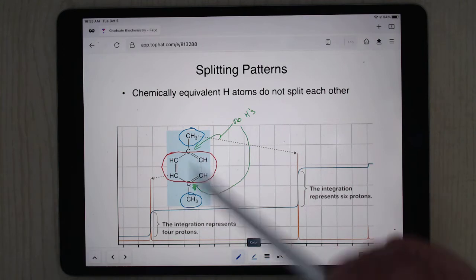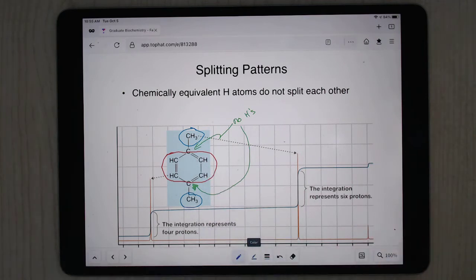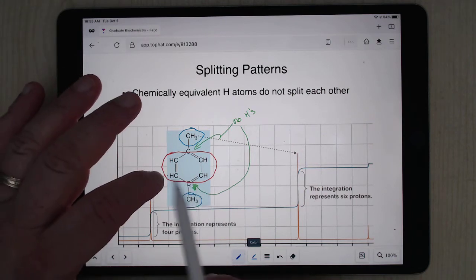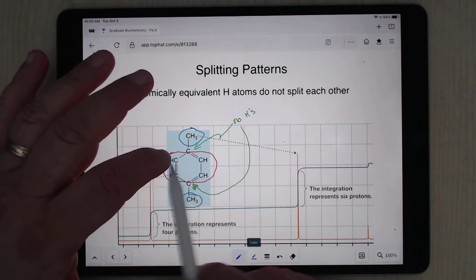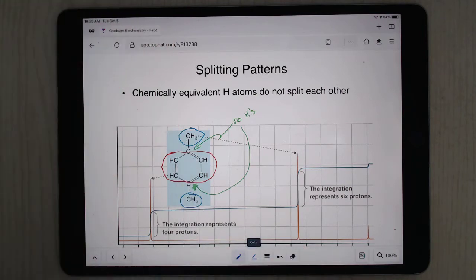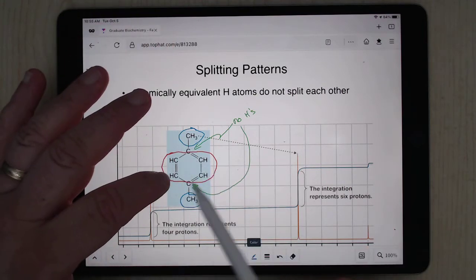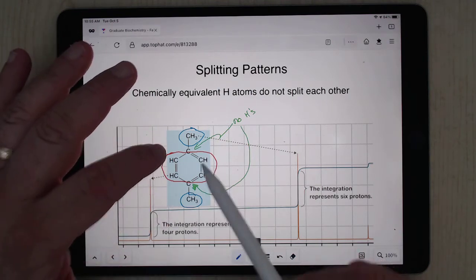Now if you broke up the symmetry, if you put a chlorine down here, then what would end up happening is these 2 would be equivalent, these 2 would be equivalent, and then you'd have a CH3, so you'd have 3 signals. And then these guys would get split by these guys, and these guys would get split by here.